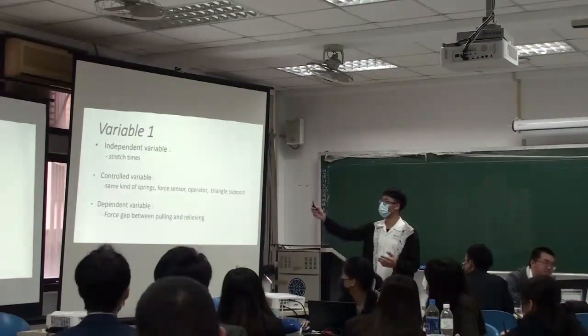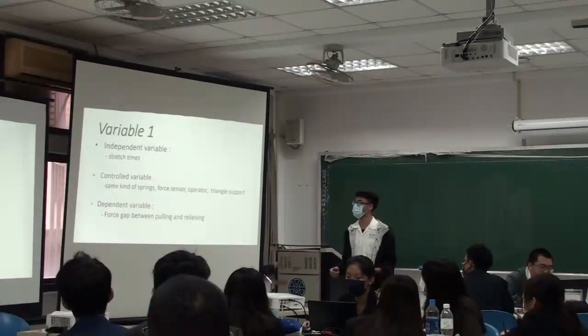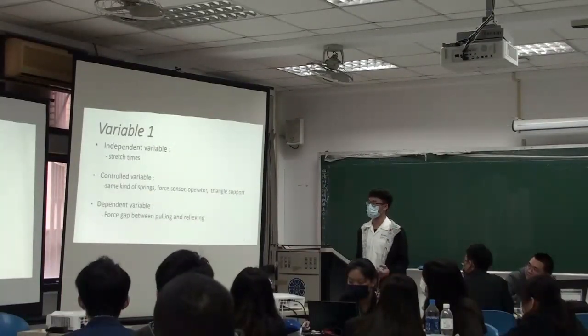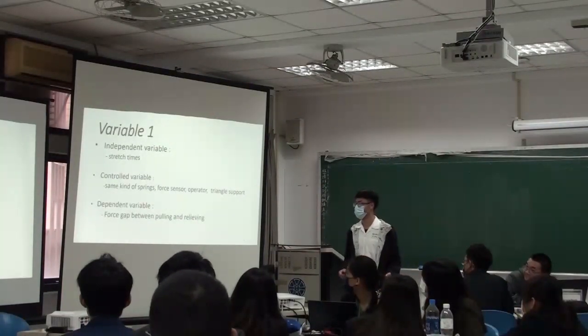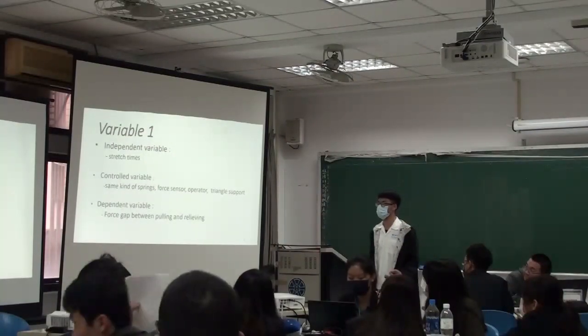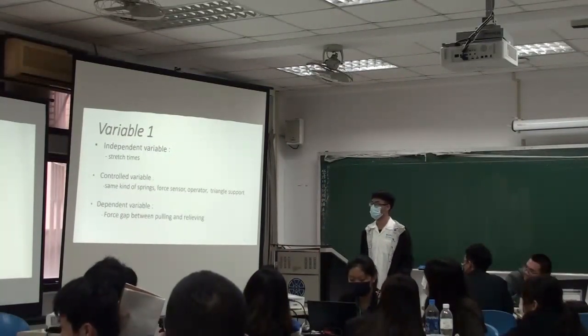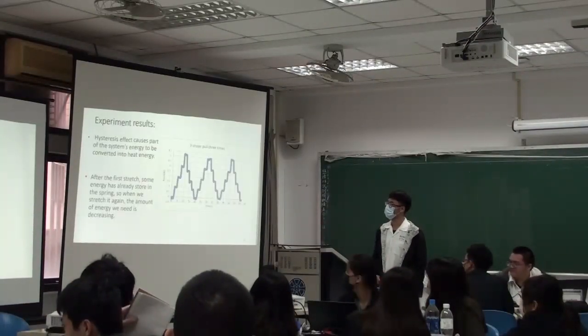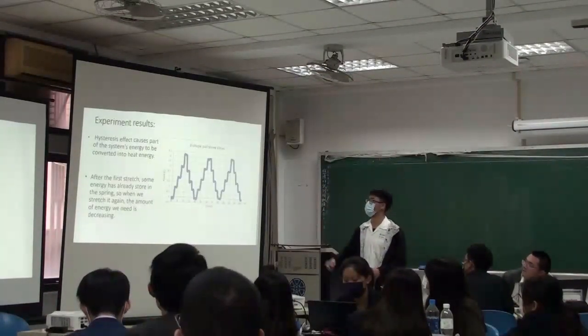Okay, this is our variable 1. Our independent variable is stretch time. Our control variables are the spring, force sensor, operator, and strangle support. And our dependent variable is the force gap between pulling and relieving. You can see this is our experiment result.